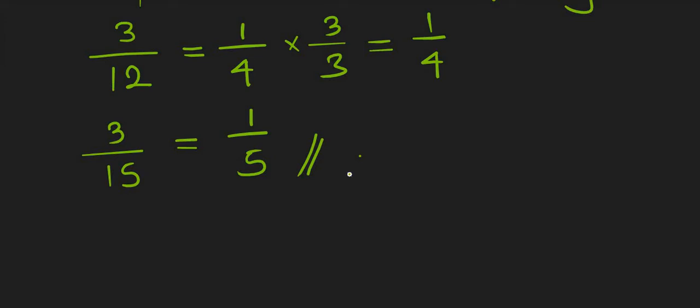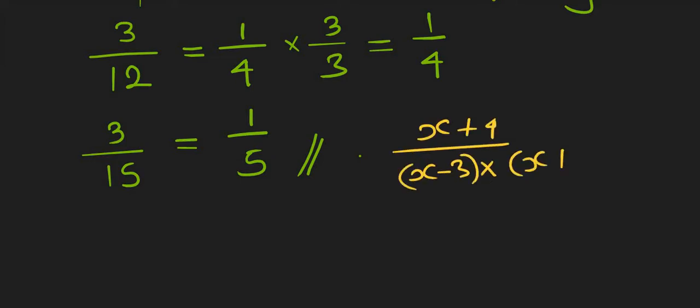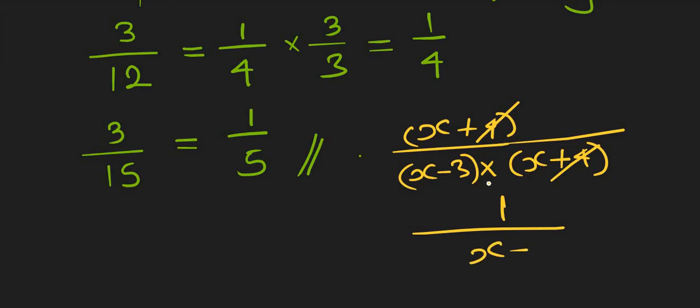However, when it comes to algebraic fractions, we might have to use factorization to express an algebraic fraction in its most simplified form. Now consider this example: (x + 4) divided by (x - 3) multiplied by (x + 4) is an algebraic fraction, where we can cancel the common term x + 4 from both the numerator and the denominator. Therefore, we get 1 over (x - 3) as the most simplified version of this fraction.